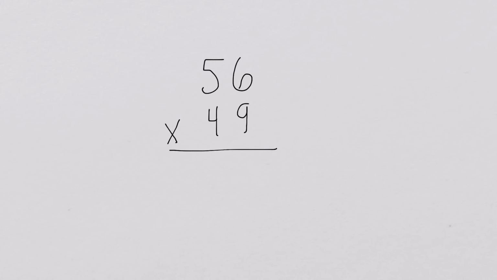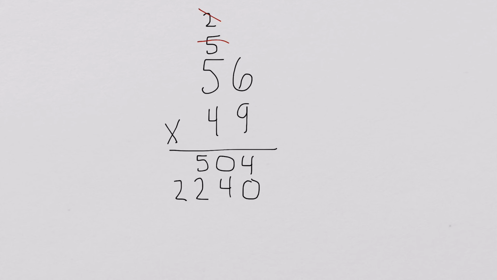Alright, 9 times 6 is 54, put down the 4, carry the 5. 9 times 5 is 45, plus our 5 gives us 50. And don't forget to cross out the 5. Now we put our 0 in place because we are moving over to the tens place value for multiplication. 4 times 6 is 24, carry the 2. 4 times 5 is 20, plus 2 is 22.